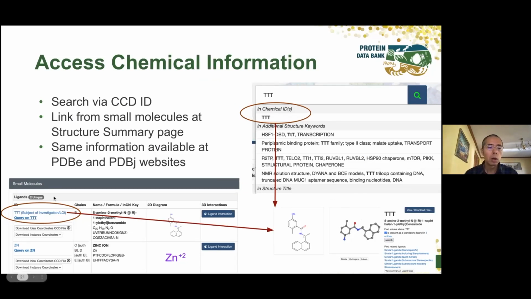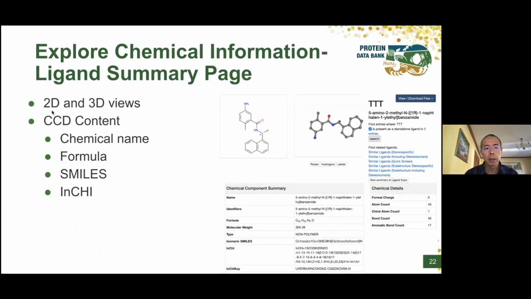And you can also go to a structure that has this ligand and scroll down to the small molecule section, and you click on the small molecule identifiers, it will also bring you to the ligand summary page. And on the page, what you see are the data contents in the CCD definition, plus the 2D and 3D view. In this example, for the TTT PL-Pro inhibitor, you see the name, identifier, formula, molecular weight, SMILES, InChI, etc.